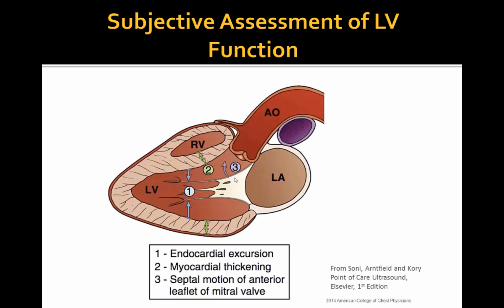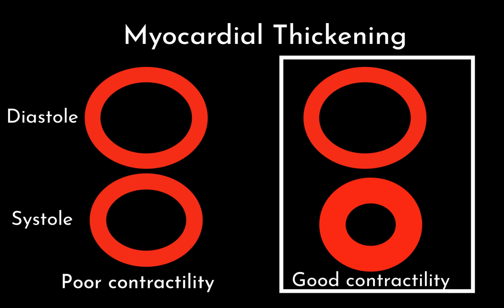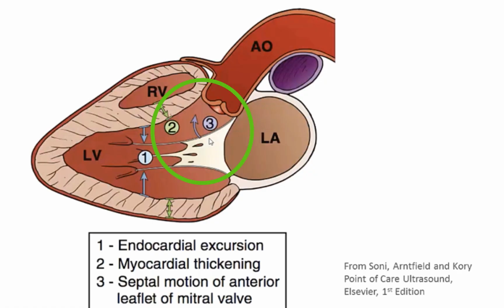Three main components of LV function assessment include the following. First, estimating the endocardial excursion, in other words, movement of each portion of the endocardium towards the center of the heart. Second, myocardial thickening, based on the fact that the LV wall with normal function will get thicker during systole. The third component is the septal motion of the anterior leaflet of the mitral valve.